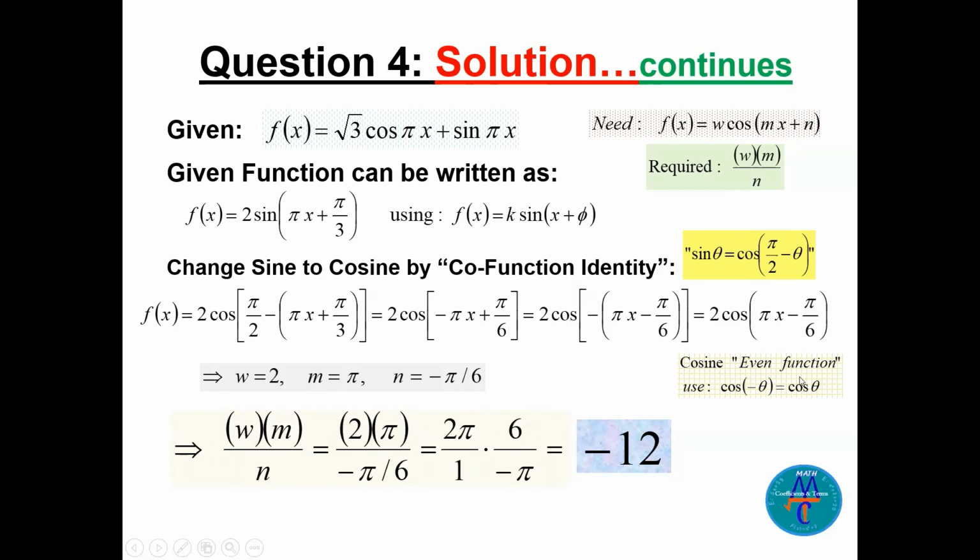And then cosine function is an even function. So cosine of minus theta is the same as cosine of theta. So we can remove this minus easily. So it will be 2 cosine of pi x minus pi over 6.